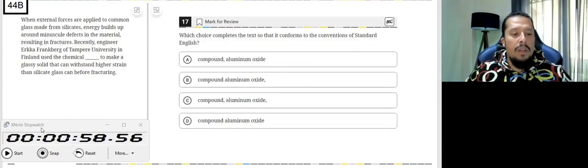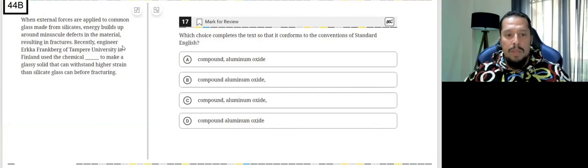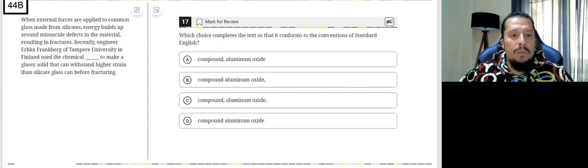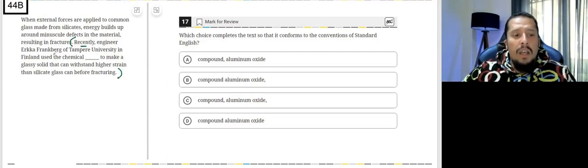Now we're going into the grammar punctuation bits. Here we're going to begin from the beginning of the sentence. We don't have to read the previous sentence. So recently, engineer Erica Frankberg of whatever university in Finland used the chemical blank to make a glassy solid. Well, first of all, let's check out some answers.